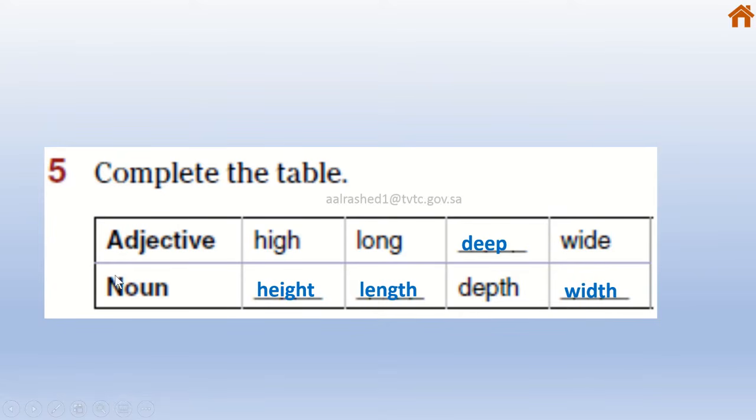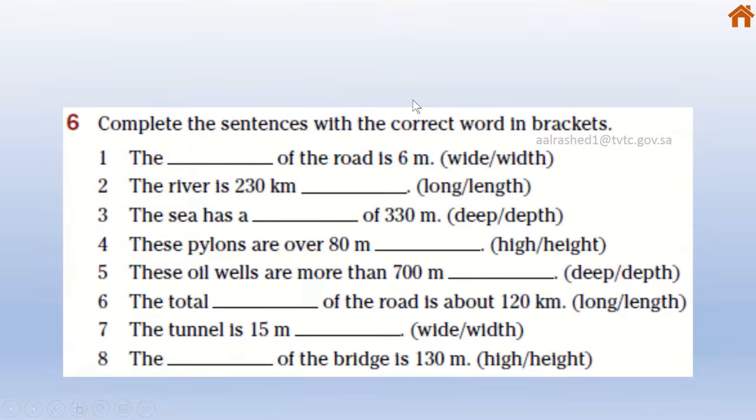Okay, both the adjective and noun can be used in a sentence in order to describe the dimension of something. But both of them use a different structure. Okay, let's see an example here. Okay, exercise 6, we need to complete the sentences with the correct word in the brackets. So from 1 to 8, for each one, we have two choices. You need to put in the blank either the first choice or the second one.